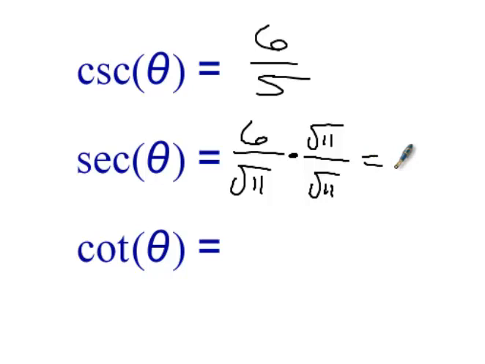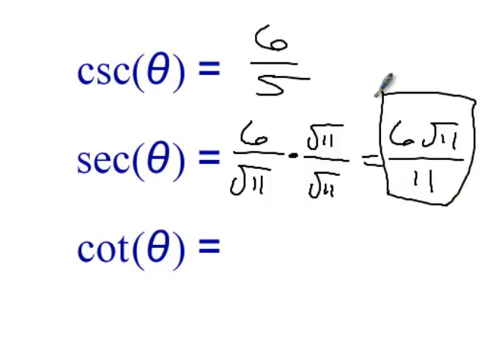So what's 6 times the square root of 11? Okay. And then what's the square root of 11 times the square root of 11? Just 11, because that's like squaring the square root, right? We're multiplying it by itself. So the square and the square root cancel. So that leaves you with just 11. And then can 6 over 11 get any smaller? No. So this is my final answer.